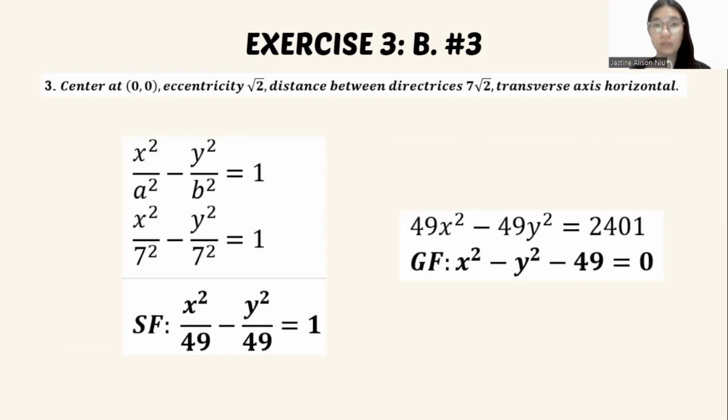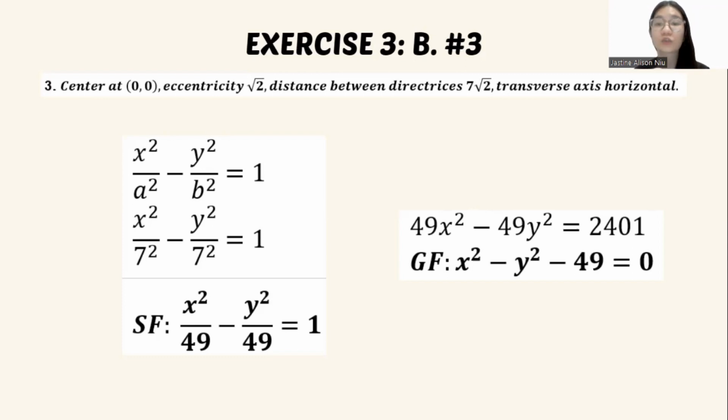So using all the given values, we will now identify the standard form. So the formula is x squared over a squared minus y squared over b squared equals to 1. So x squared over 7 squared minus y squared over 7 squared equals to 1, and we will just simplify it to find the standard form. And so it will be x squared over 49 minus y squared over 49 equals to 0.